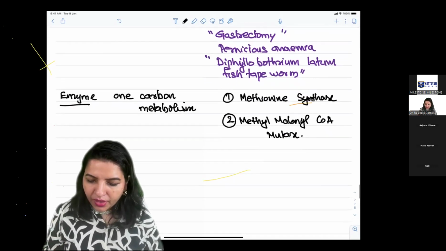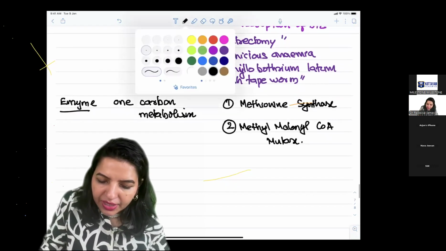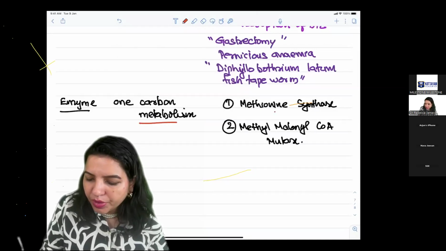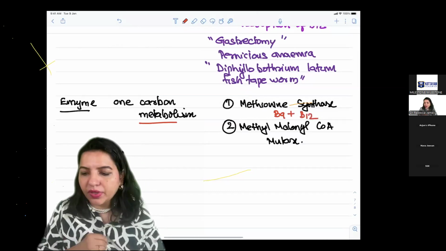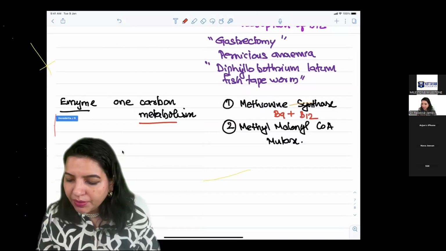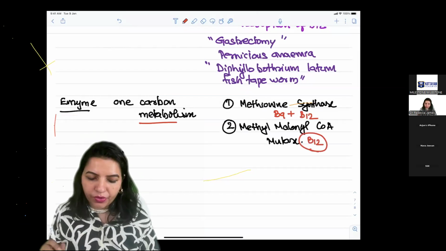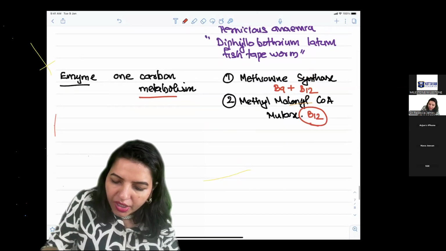Okay. So methionine synthase is like a one carbon metabolism. So methionine synthase requires B9 plus B12, right? But methylmalonyl coenzyme A mutase requires only B12. This is very, very important.